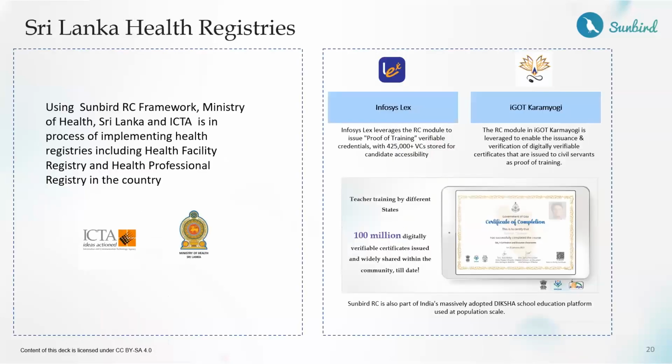Second, the Sri Lanka Health Registry. Sri Lanka was one of the first few countries to adopt DIVOC for the COVID-19 certificate, and Sunbird RC was a core component of DIVOC. So Sri Lanka was exploring how to proceed. Right now, they may not have a large number of facilities, but they have registers, either physical registers or Excel sheets maintained by the health department or MOH for the health facility registry. They also have a national health facility ID.